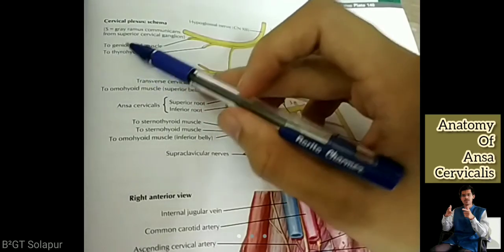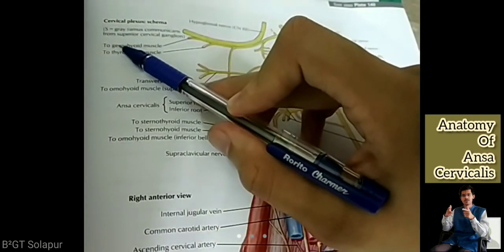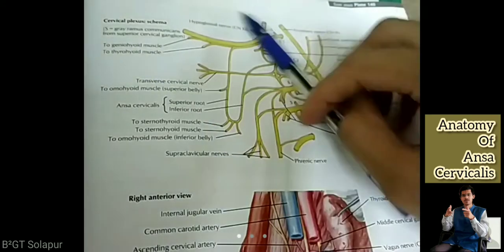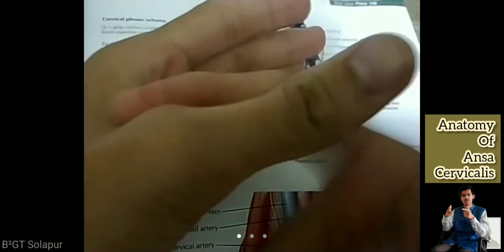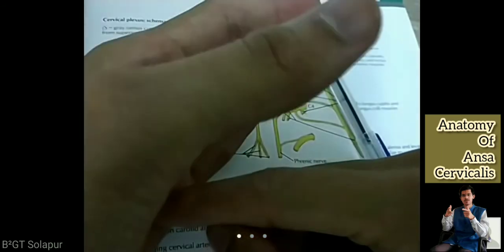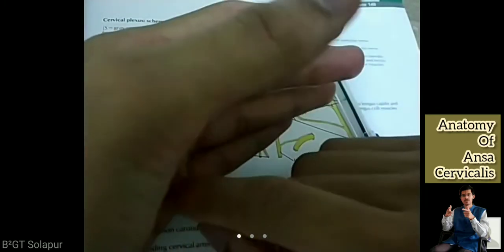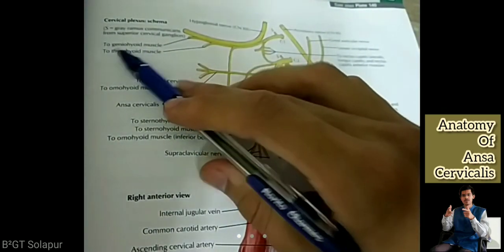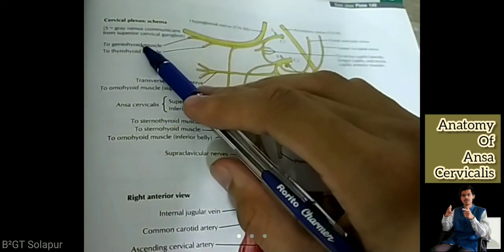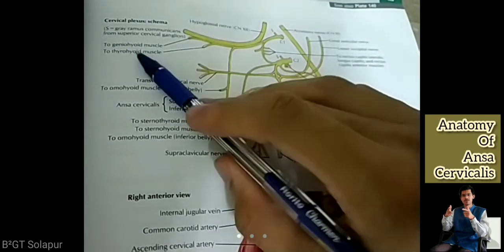The genial tubercle of the mandible is present on the posterior side of the mandible. If this is the mandible, here is the front of the mandible. Okay, can you feel it? Just at the base, below, in the posterior aspect, this is the anterior aspect, this is the posterior aspect. So in the posterior aspect they are present, the genial tubercles, superior and inferior. So from the genial tubercle to the hyoid, the geniohyoid muscle, this branch of C1 goes and supplies.